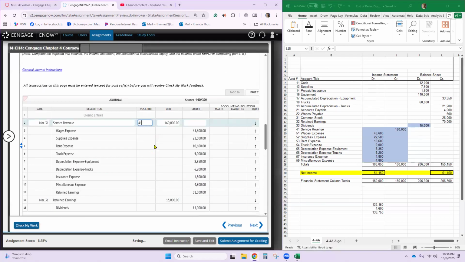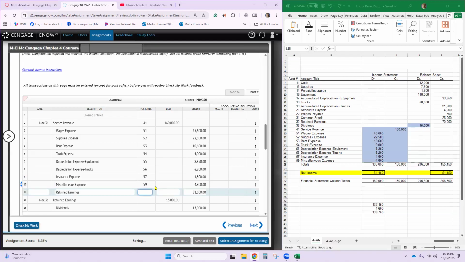Okay, so this is 41, 51, 52, 53, 54, 55, okay, 56, 57, and this gets to 59. Okay, so 58 gets left out.